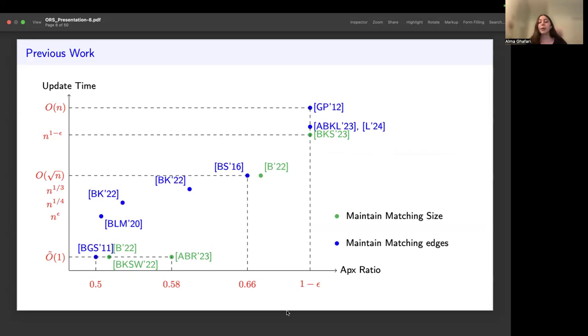There has been two lines of work. One is to maintain matching size, the other to maintain matching edges. We'll be particularly interested in the second one. For approximation ratio, you can do half approximation in constant time per update. For 1 minus epsilon approximation, there is an algorithm by Gupta and Peng that does square root of n time per update, and there has been some works also on maintaining matching size with n to the 1 minus epsilon time per update.